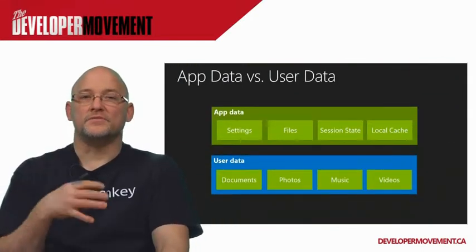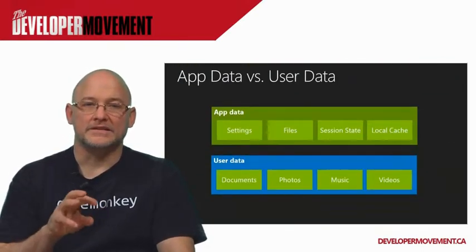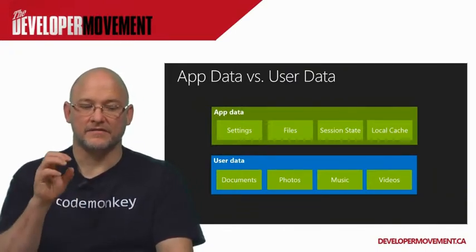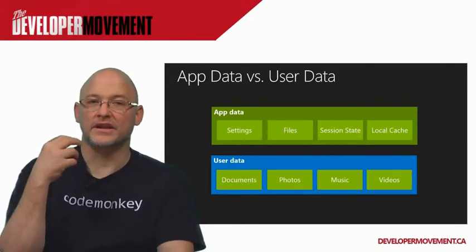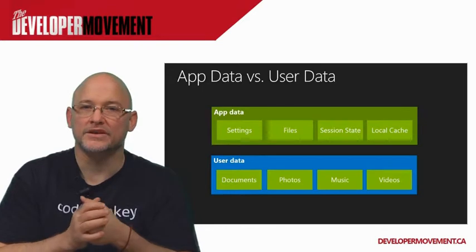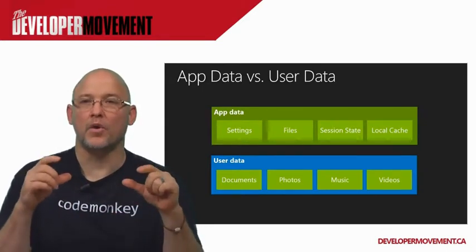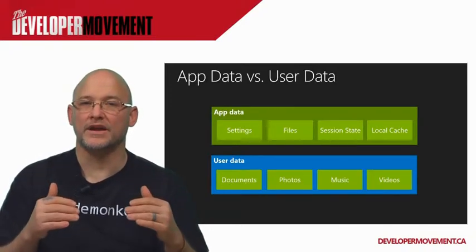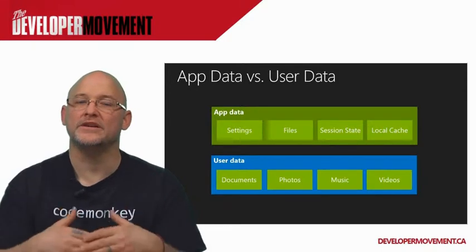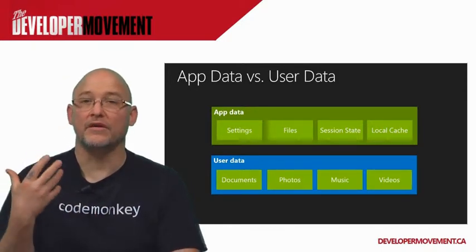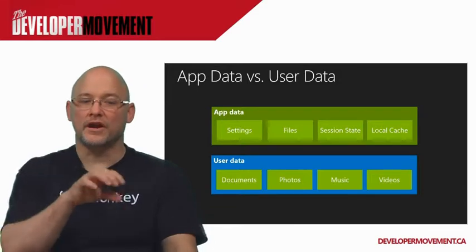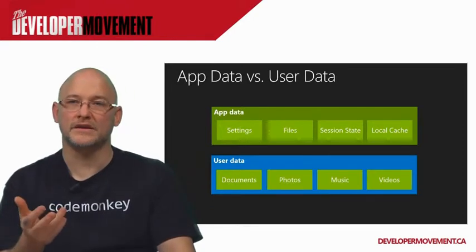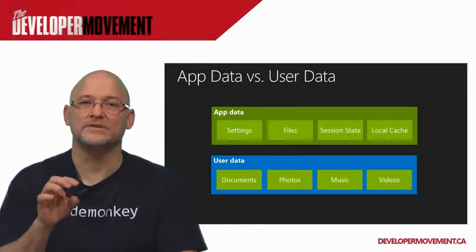Now, one of the things we really want to focus on in our app development is the difference between app data and user data. Application data is things like the settings, the files, the state of the application, and whatever is locally cached for that application. Those are very volatile and they go with the application. So when your application is uninstalled, that information will be taken out with it. User data, on the other hand, is the documents, the folders, the photos, the music and the video, things that show up in their libraries. Those are the types of data that will stay on the device.